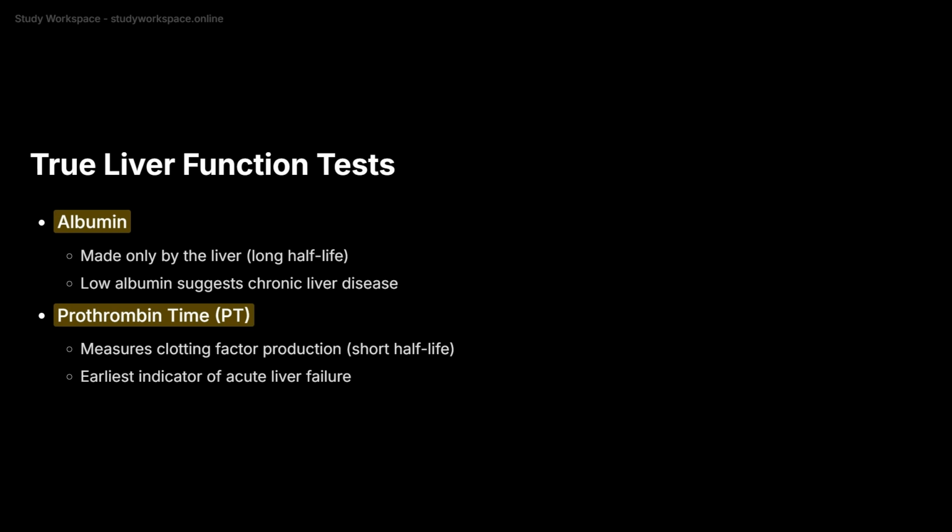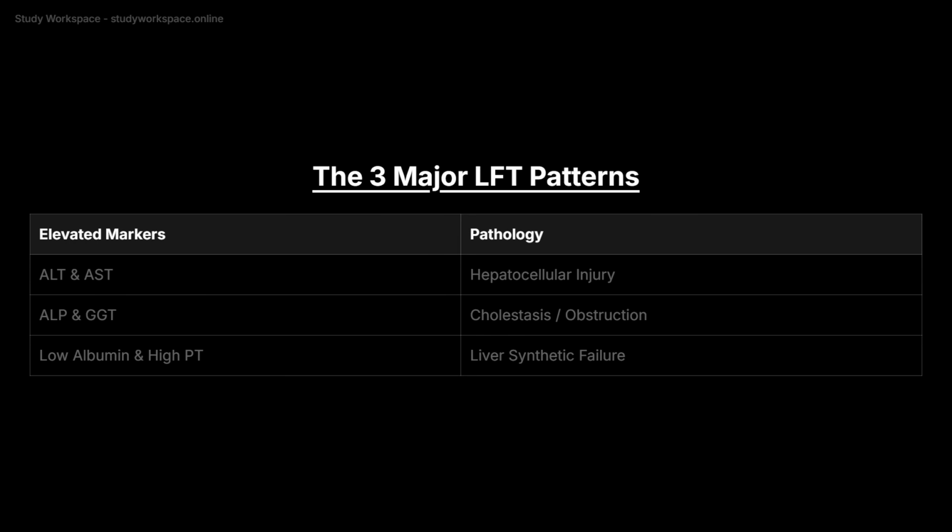Now let's discuss the true liver function tests. Albumin is made only by the liver. A low albumin usually suggests chronic liver disease because albumin has a long half-life. Prothrombin time measures the liver's ability to produce clotting factors. It is one of the earliest indicators of acute liver failure because clotting factors have a much shorter half-life than albumin.